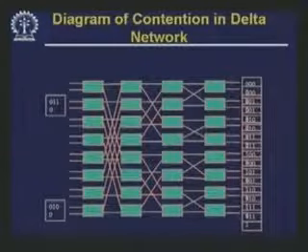If there is a contention, obviously both of them cannot be handled at the same time. Either one of them has to wait, if we can make it wait somehow by putting it in some buffer, or one of them will have to be blocked or dropped. So although we save on the number of switching elements, sometimes we get a contention.